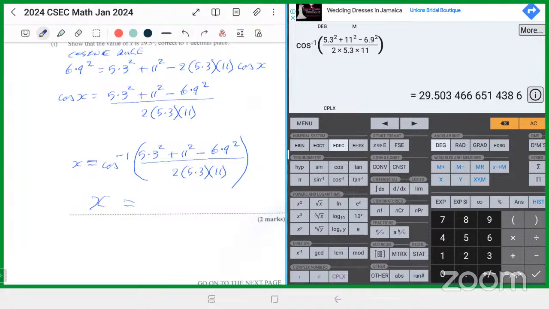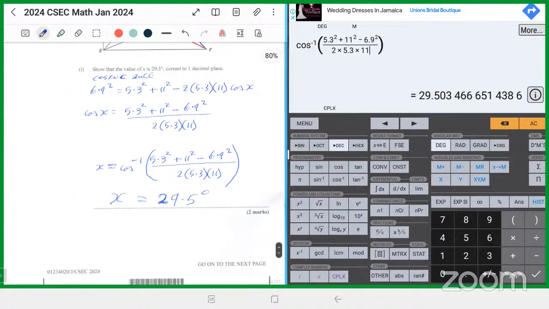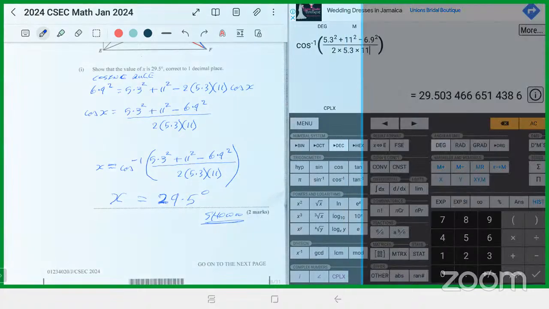So that's nice when you get a proof and it comes out exact like that. 29.5 correct to 1 decimal place degrees, and that was shown. All right, so it's just the ability to set up this cosine rule and then transpose and make x the subject. That's what we did. All right, that finishes that part.